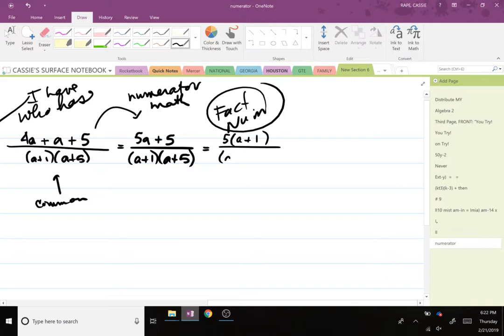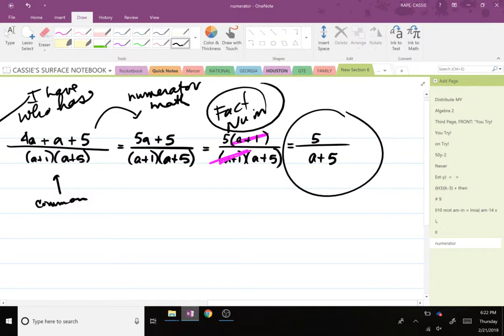And now I'm going to compare it to what I know is my denominator. And I am looking for things that I can cancel because they make ones, and a plus 1 over a plus 1 is one of those things. So those cancel, and the only thing that's left in the numerator is 5. What's left in the denominator is a plus 5.